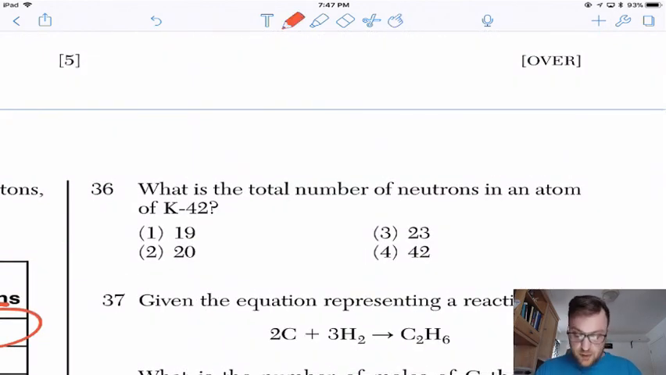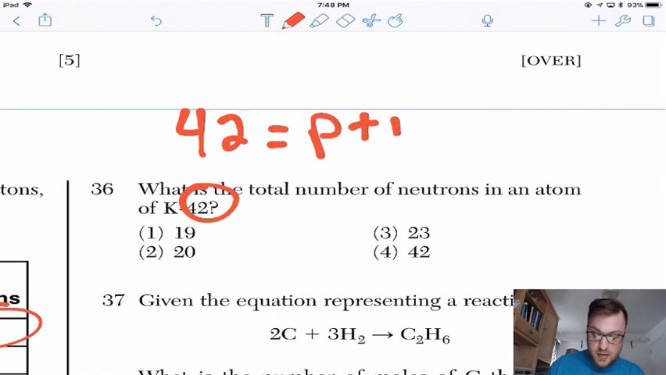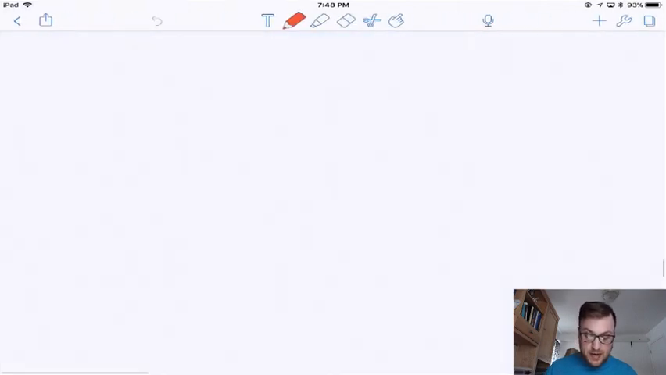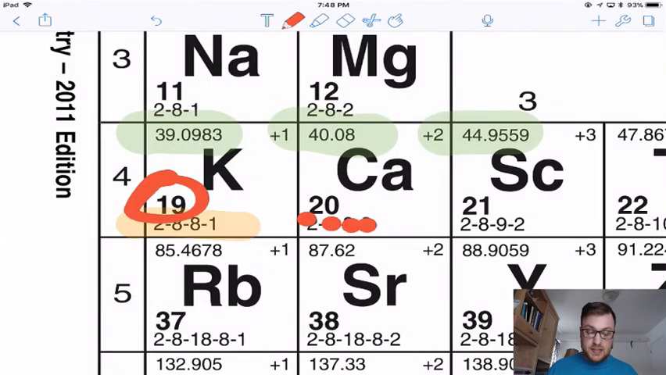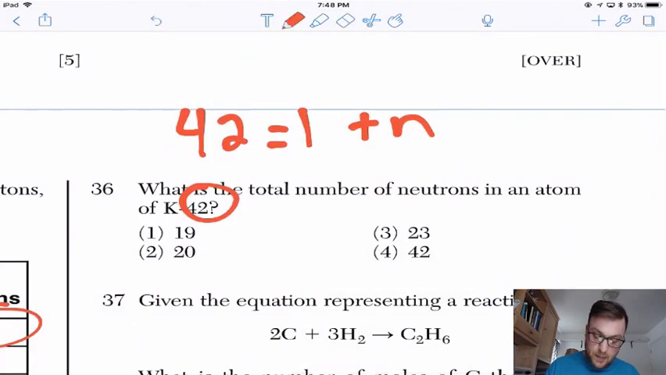What is the total number of neutrons in an atom of K-42? 42 in that notation means the mass. We just did a problem involving mass. Mass equals protons plus neutrons. Well, we can look up how many protons potassium has on the periodic table: 19. So, if this is 19, how many neutrons does it have? Do 42 minus 19 and you'd get 23.